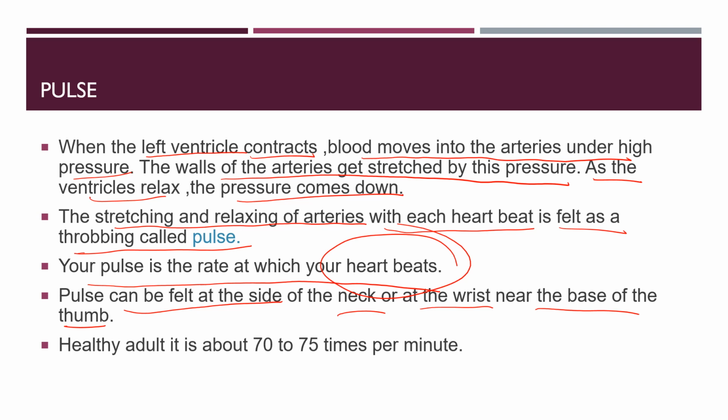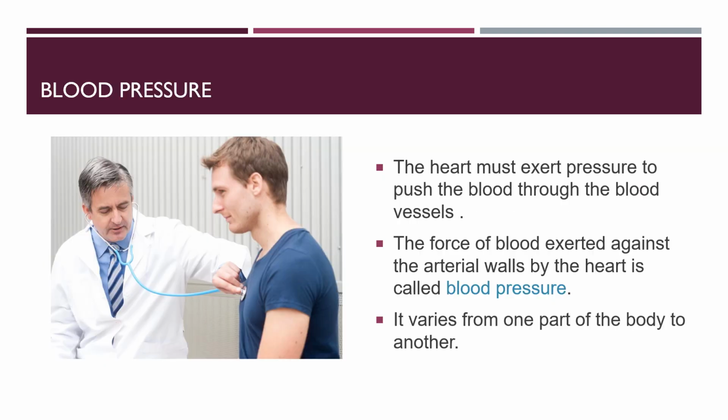Now in healthy adults, it is about 70 to 75 per minute. So in a healthy adult, we can say that the pulse rate is 70 to 75 beats per minute.